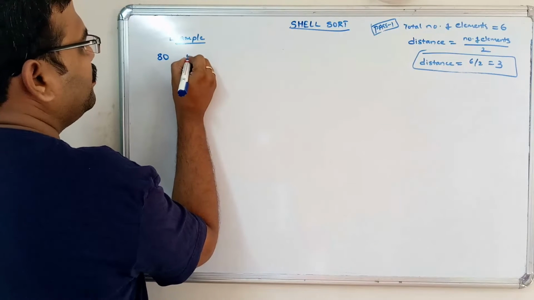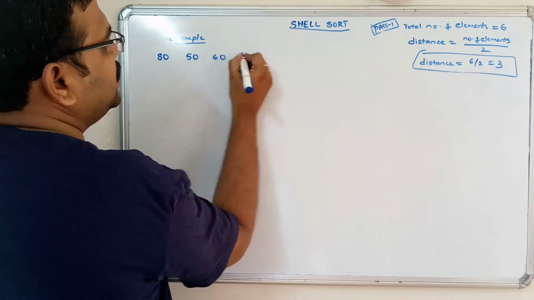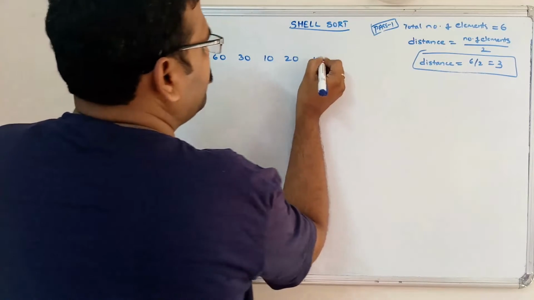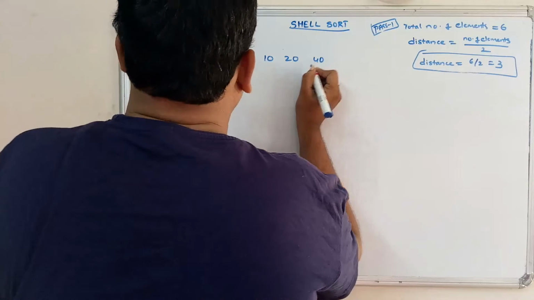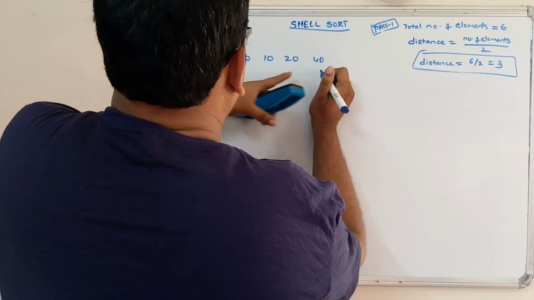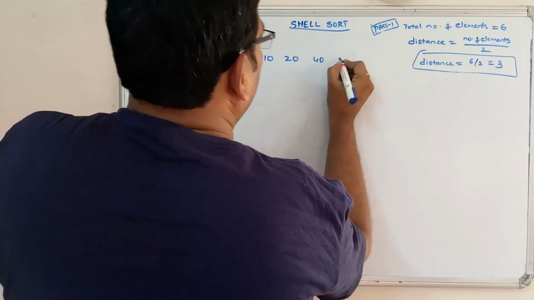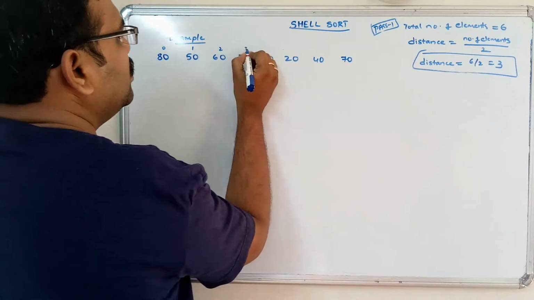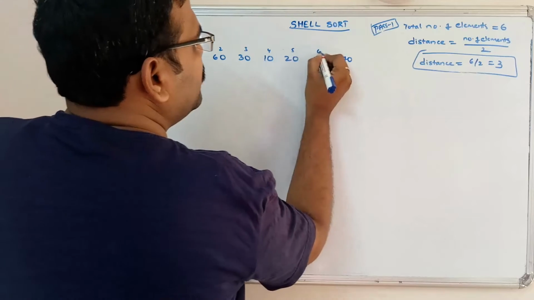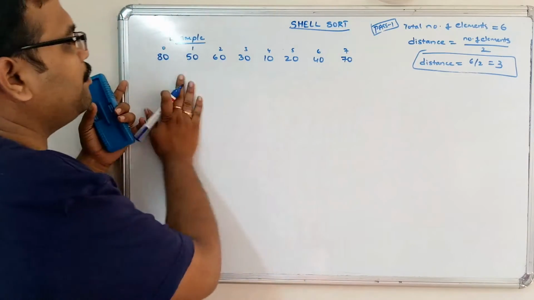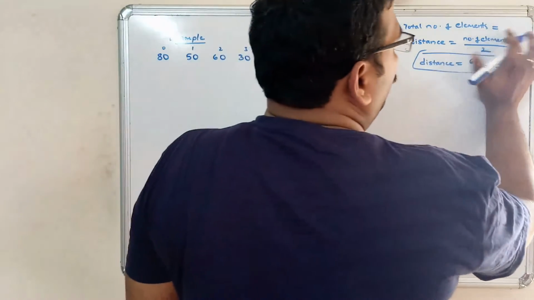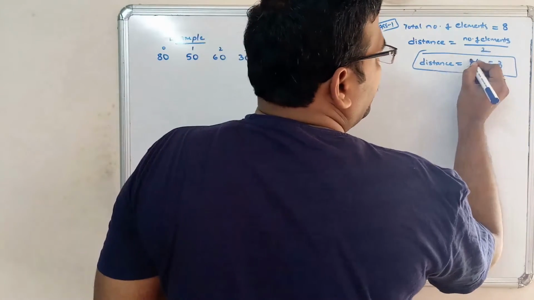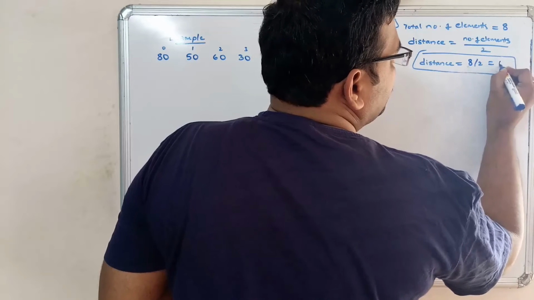Some 80, 50, 60, 30, 10, 20, 40, 70. So 0, 1, 2, 3, 4, 5, 6, 7. So total number of elements are 8 now. So 8 divided by 2, the distance is 4.